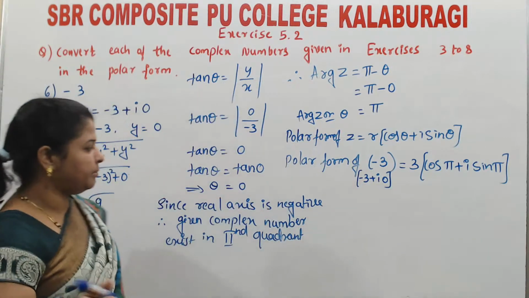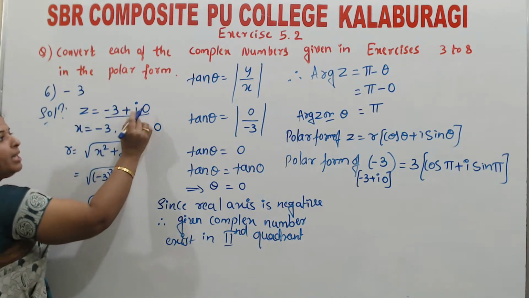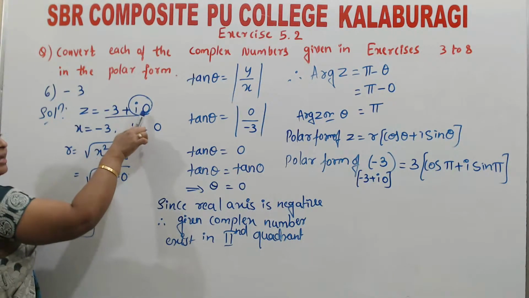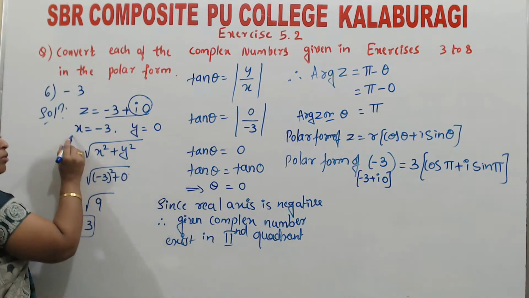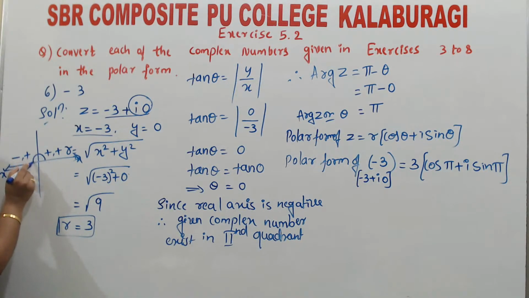Is it clear? Okay. Given complex number minus 3, right? How did we write minus 3? Minus 3 plus i into 0 because the imaginary term is not there. That's why we write i into 0, right? X is equal to minus 3, y is equal to 0. Here we have to remember one thing. X is negative. X is negative means it exists here, right? X dash x. This side is the positive value of x and this side the negative value of x, right? Negative value of x means the angle exists here. And if the angle exists here, then theta is equal to pi, right?